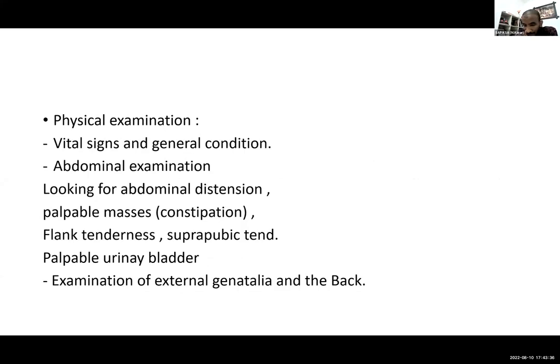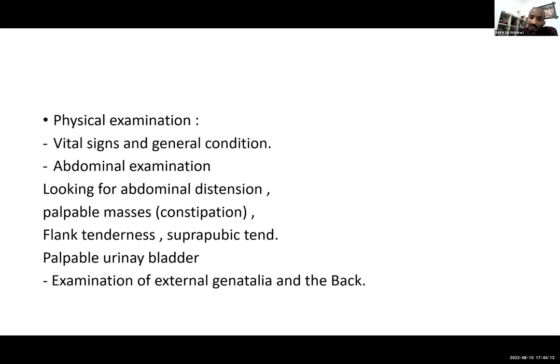Physical examination in a patient with a UTI. If you would like to do a physical examination, which is an important part of the diagnostic approach, you need to start with vital signs and general condition. People who have long-standing recurrent UTI might have abnormal growth, they might have hypertension, so you need to look for this. Abdominal examination: you will look for abdominal distension, palpable masses, constipation, flank tenderness, suprapubic tenderness, and a palpable urinary bladder in patients who are presenting with bladder outlet obstruction or BBD.